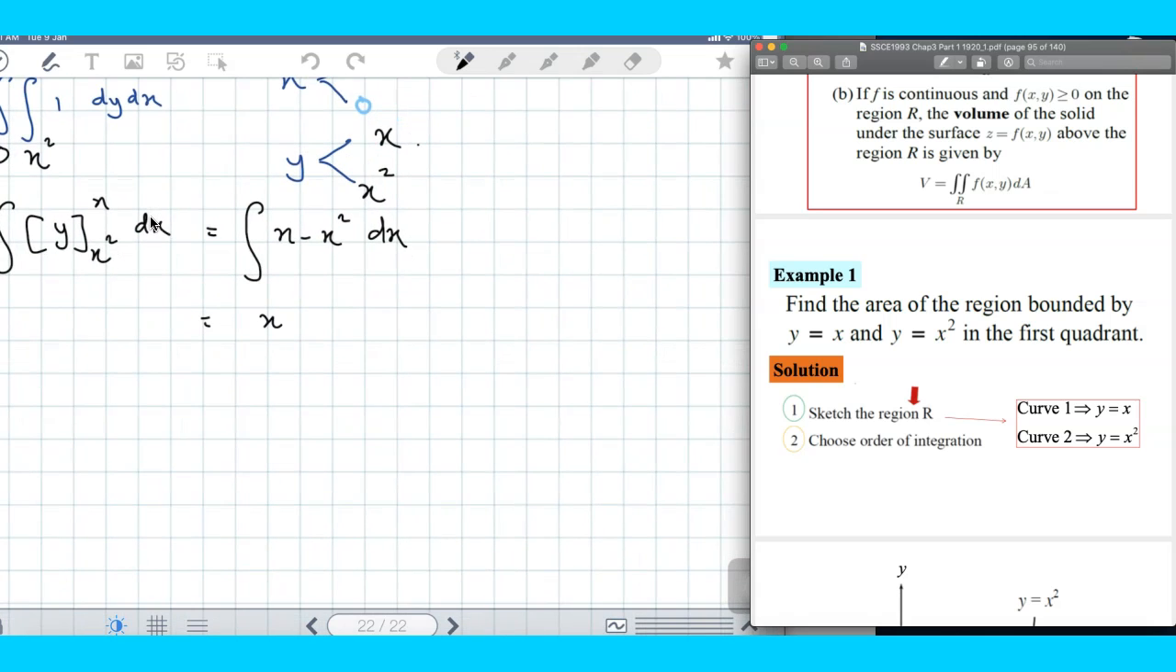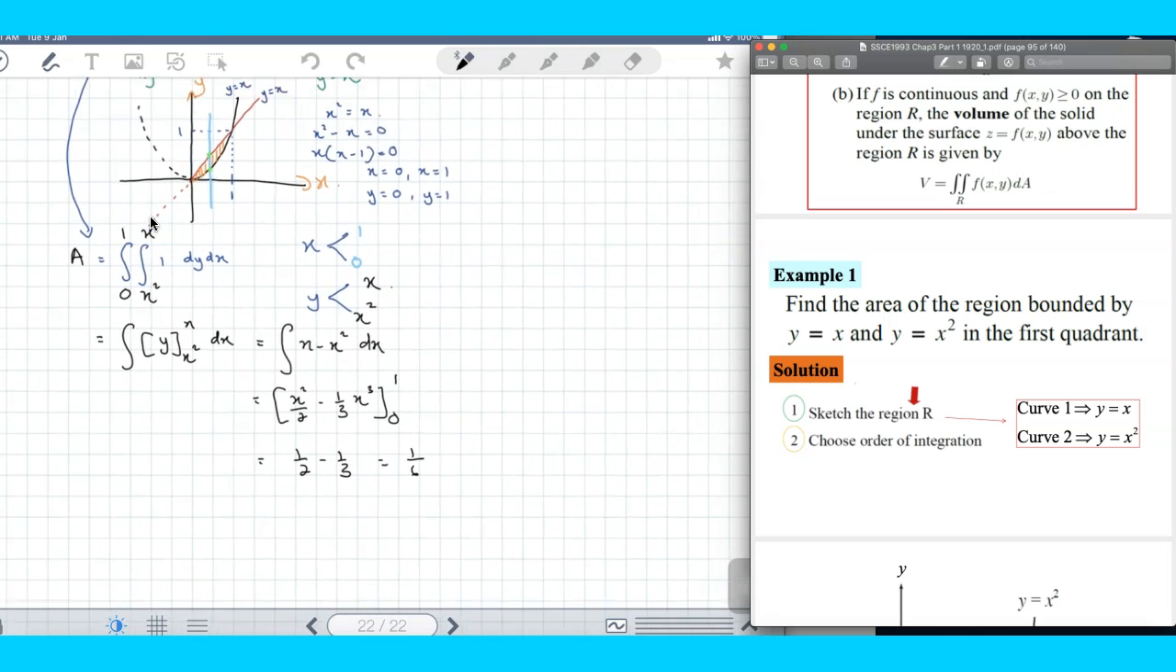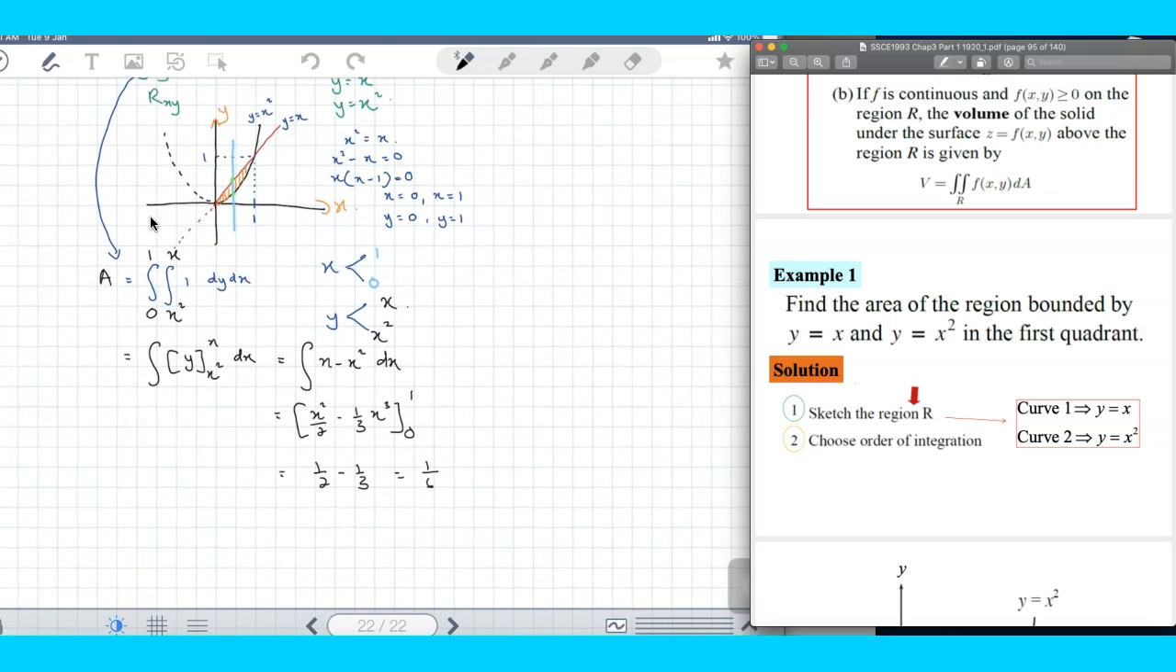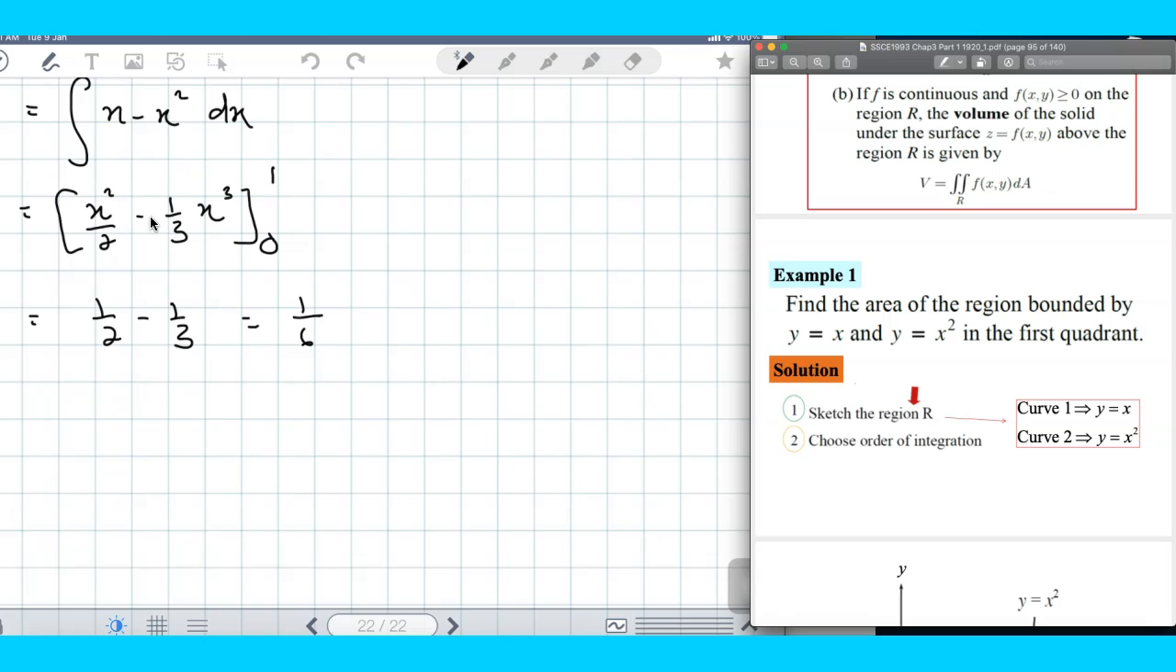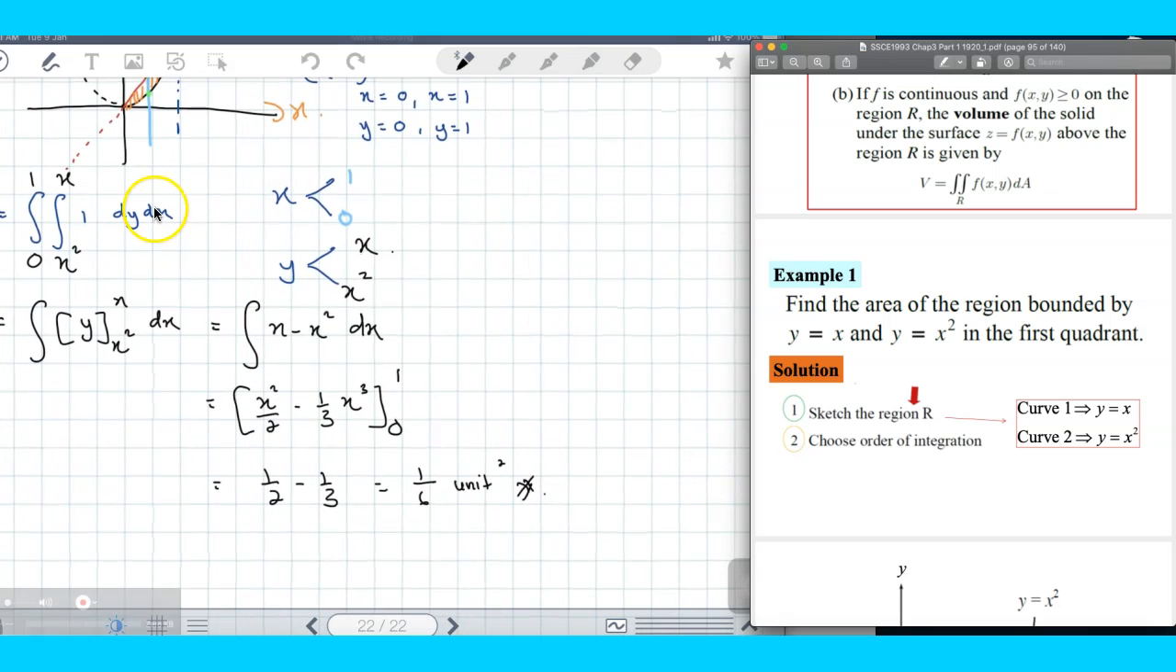Integrate, and you will get x squared over 2 minus 1 over 3 x cubed, from 0 to 1, which is 1 over 2 minus 1 over 3 minus 0. So you get 1 over 6. Because this is about area, we do not know exactly the unit, so we just put unit squared, so we know that we are computing the area of the region.